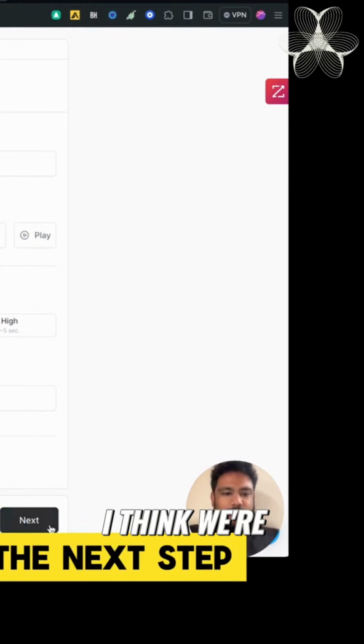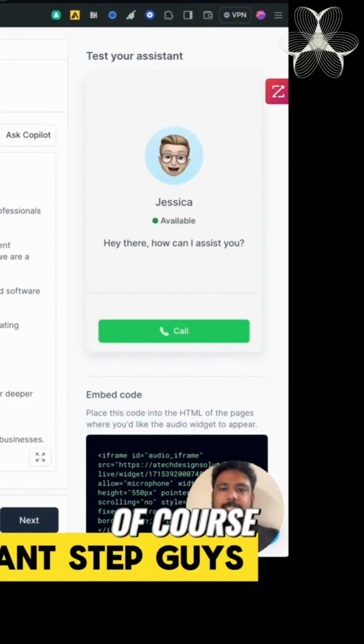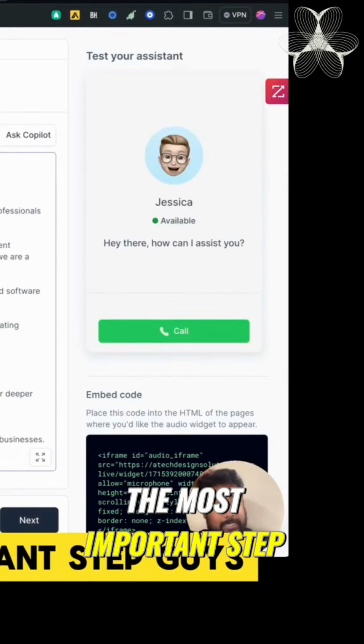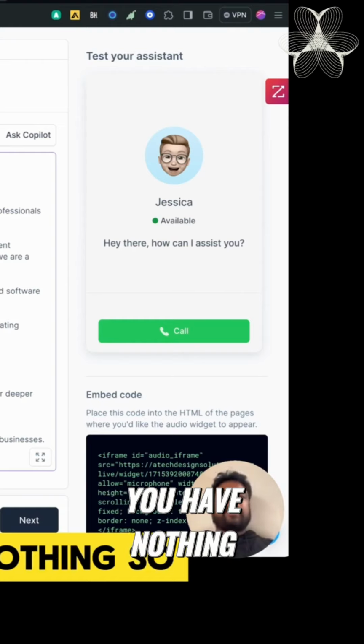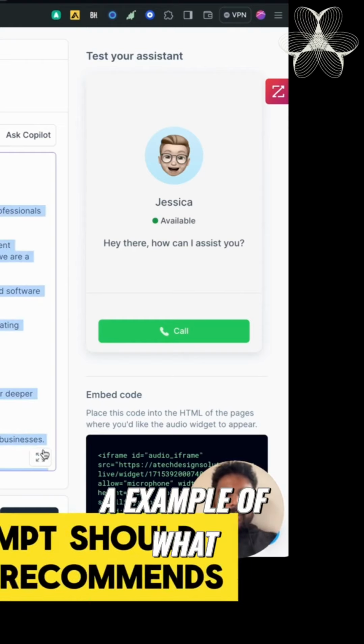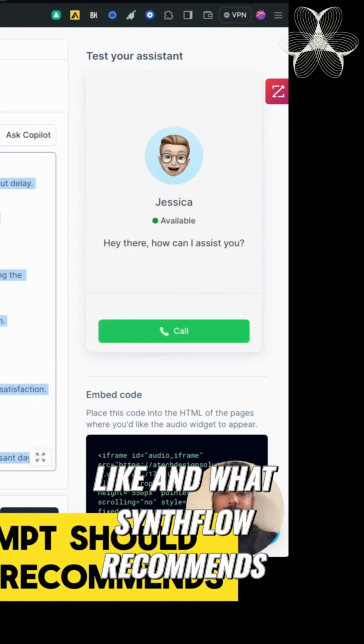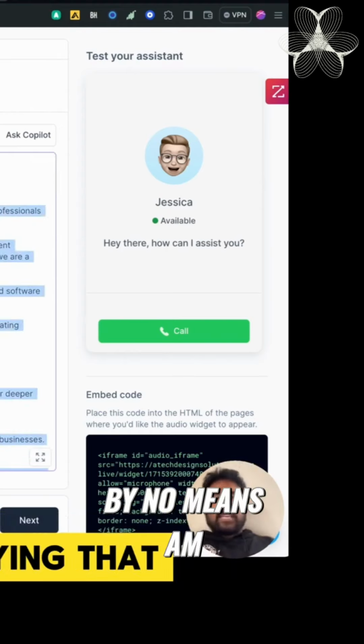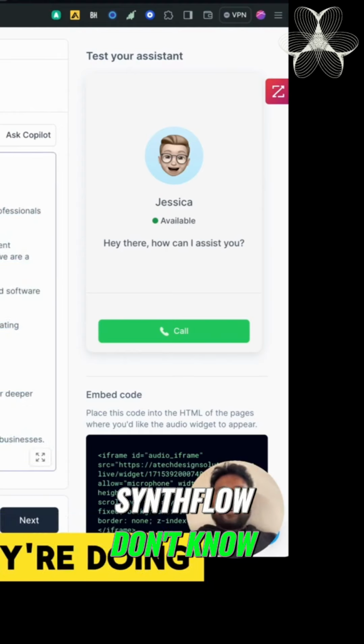I think we're ready to move on to the next step, which is, of course, the most important step, guys, the prompting, all right? So without this, you have no agent, you have no system, you have nothing. So this is an example of what the prompt should look like, what Synthflow recommends. Of course, by no means am I saying that Synthflow don't know what they're doing.